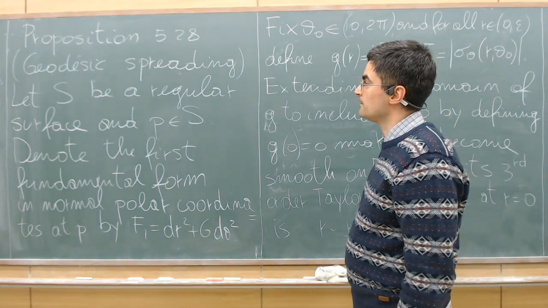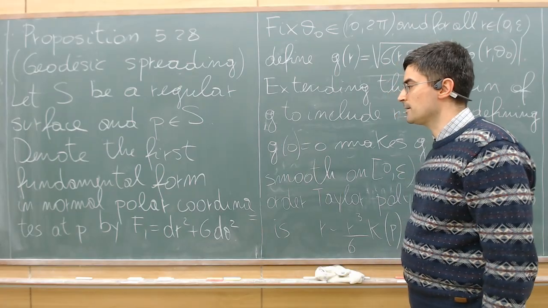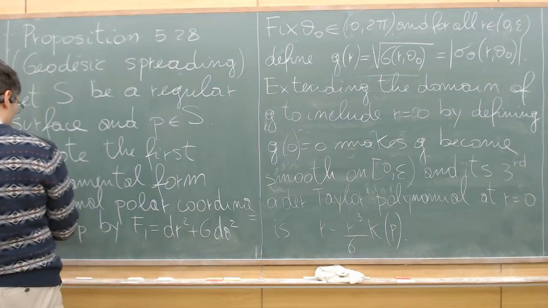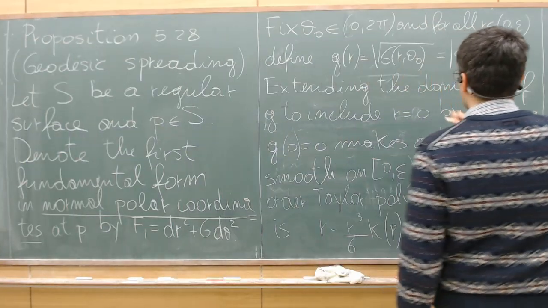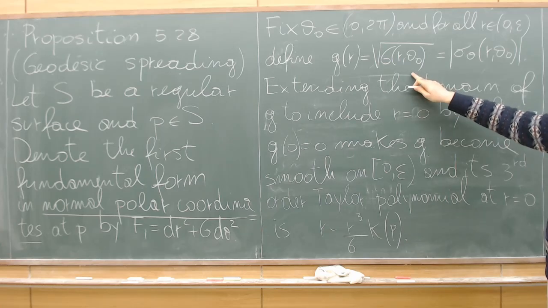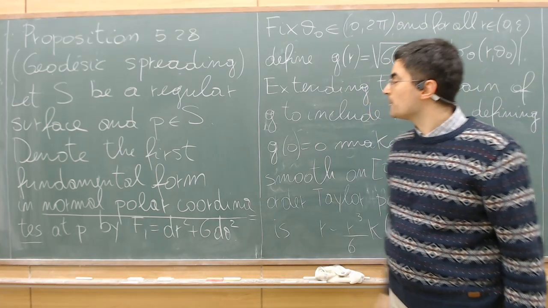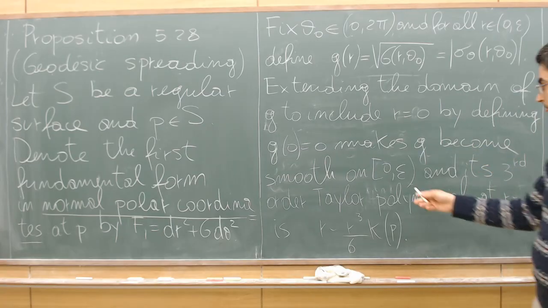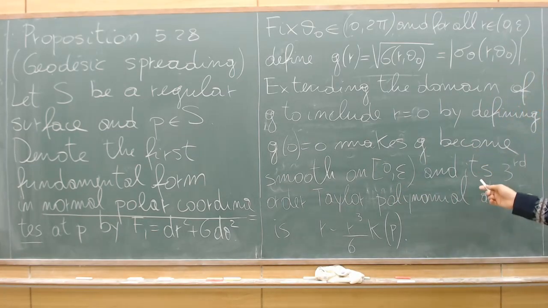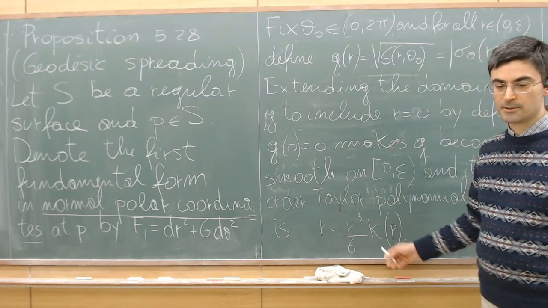The first result says that if we work using normal polar coordinates and we define the function g of r to be the square root of the coefficient of the first fundamental form denoted by g, then we can make it become a smooth function on 0 epsilon, and most importantly, its third order Taylor polynomial at r equal to 0 is given by this function where the Gauss curvature appears.